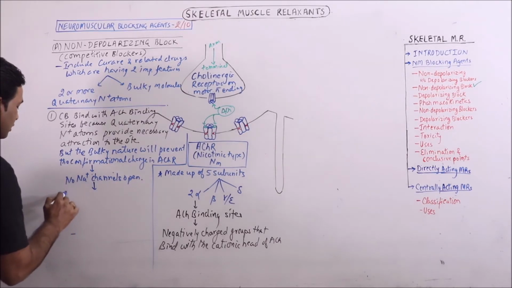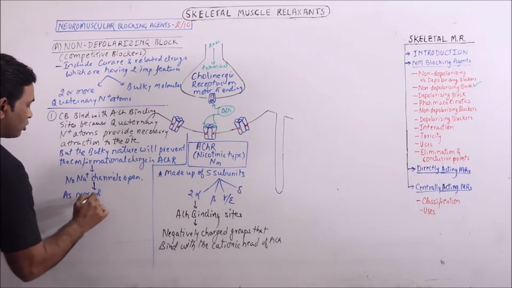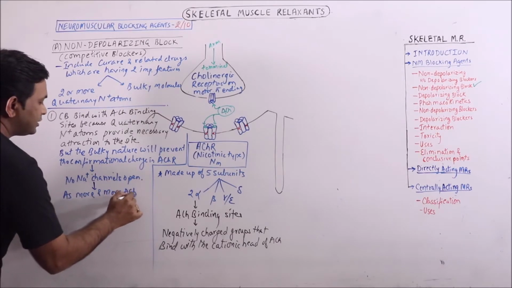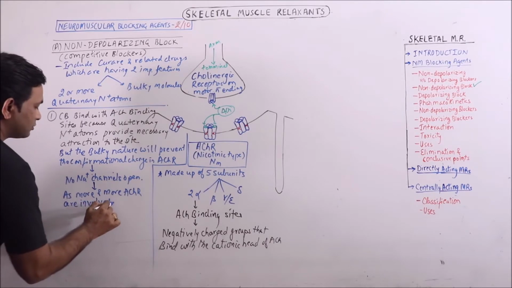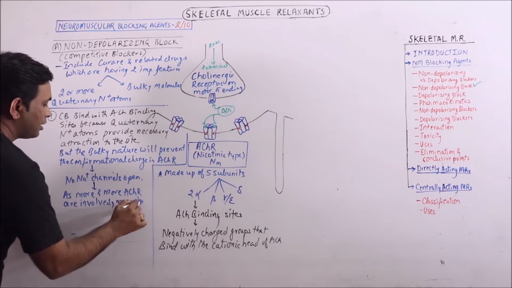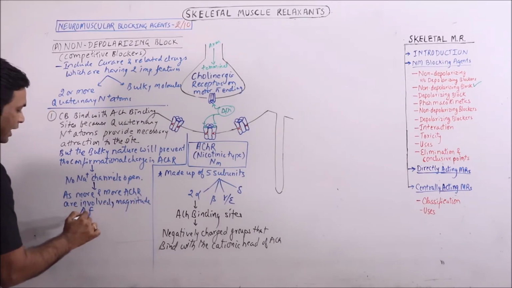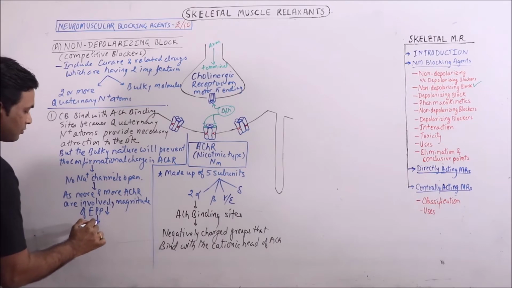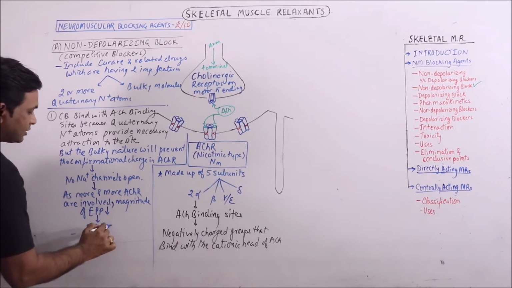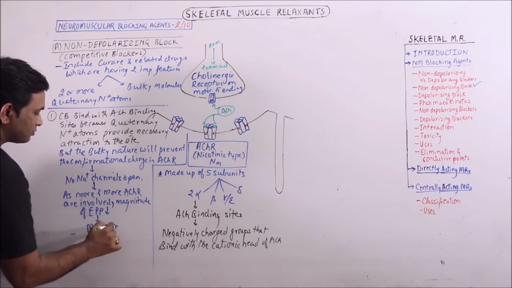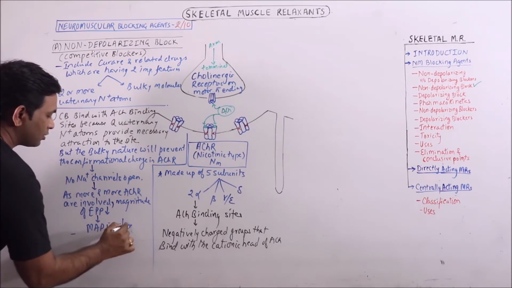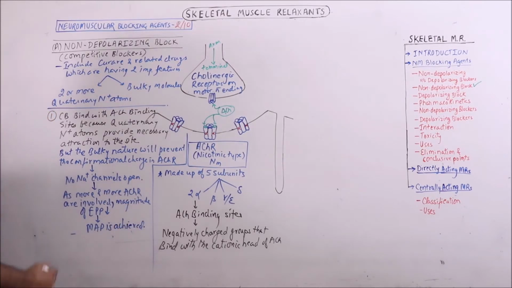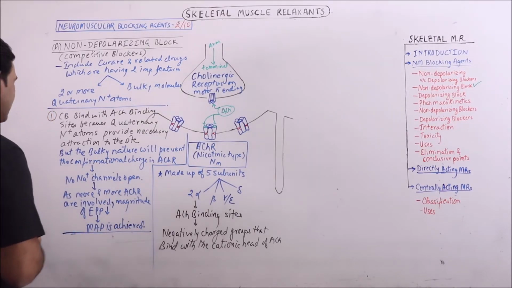and as more and more AChR are involved, that is blocked, then the magnitude of end plate potential decreases and muscle action potential is not achieved. So this is the most important mechanism involved.